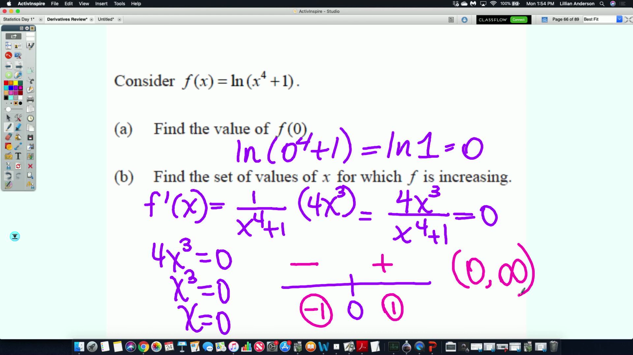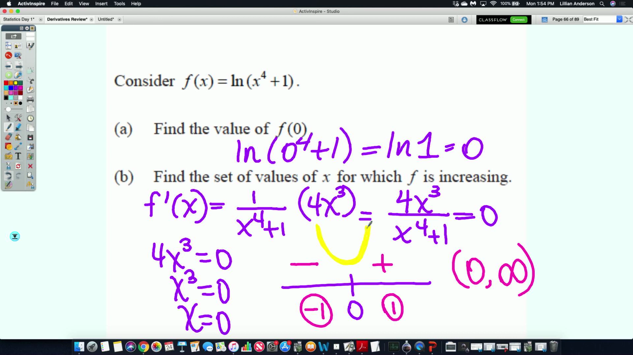Negative to positive slope means what? Negative to positive means I have a what? Concave upwards. What is that called? Upwards parabola. Let me describe it a different way.